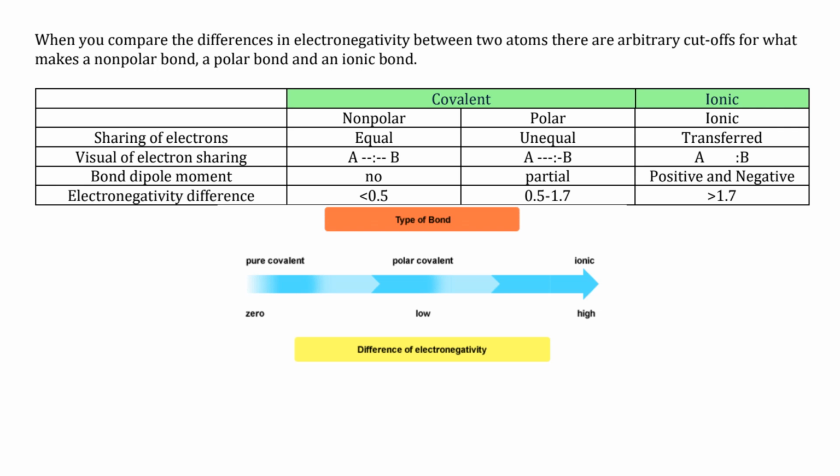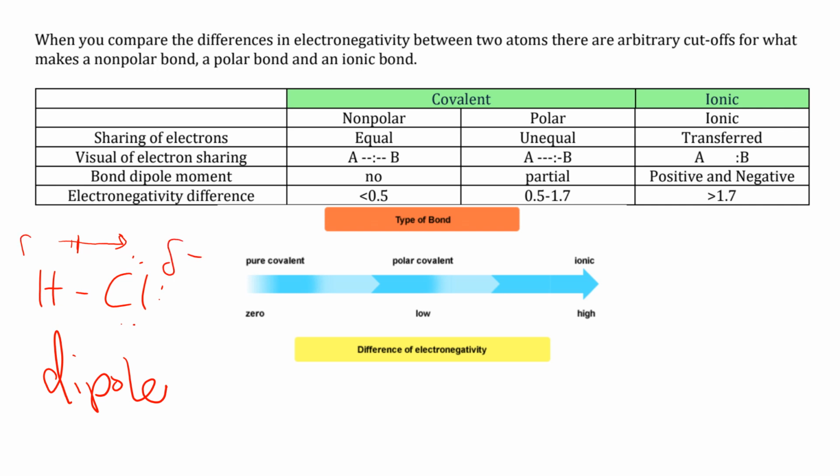So remember that for something to be polar, it is supposed to have dipoles. That means that between two elements, let's say HCl, they're both nonmetals, so they're sharing electrons. However, chlorine is way more electronegative than hydrogen, so it's going to have a stronger pull on those electrons. So that means it has a negative dipole, and H has a positive dipole.